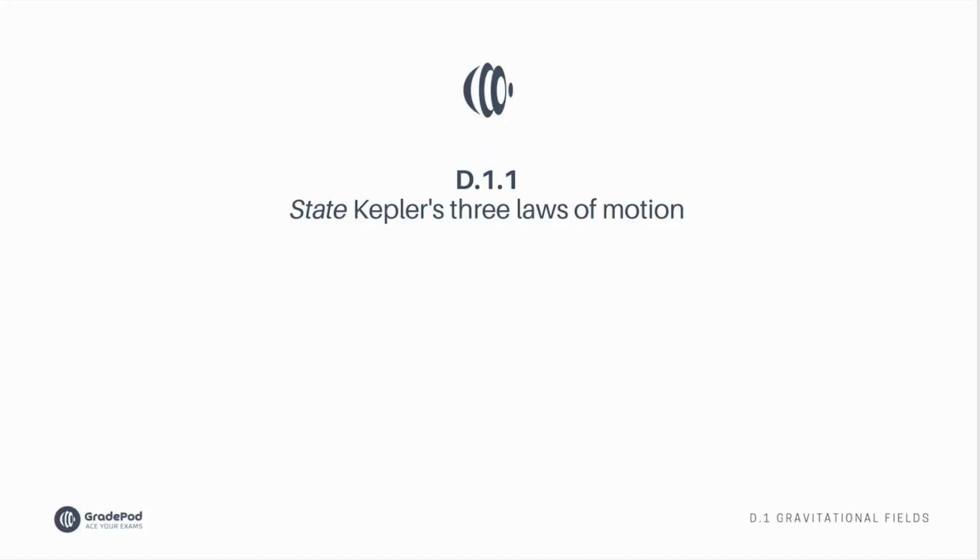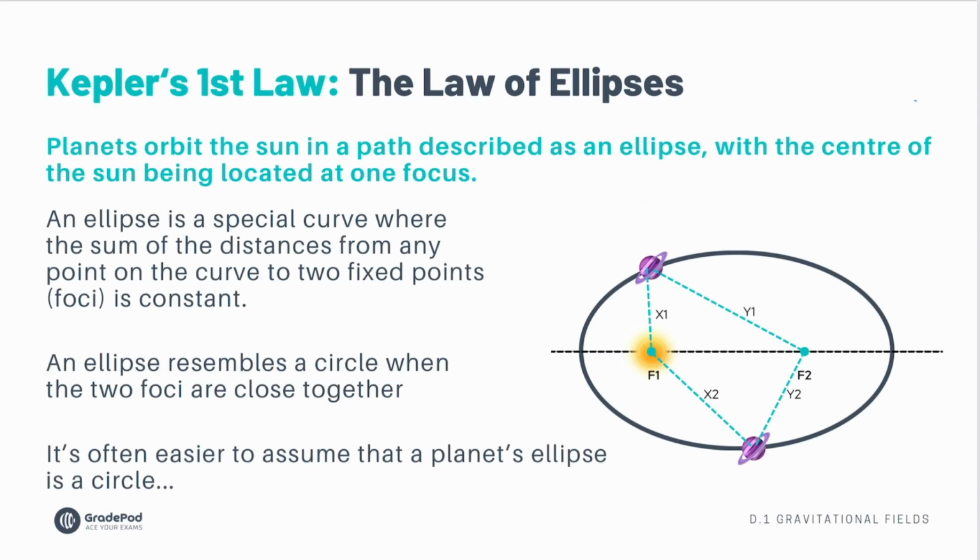Let's start this topic with a nice, easy learning objective. State Kepler's 3 laws of motion. Kepler's first law is often called the law of ellipses, and it's based around the fact that the Sun is at the centre of the solar system and the planets orbit the Sun with an elliptical motion or an elliptical curve. His first law takes that a little bit further and says planets orbit the Sun in a path described as an ellipse, with the centre of the Sun being located at one focus.